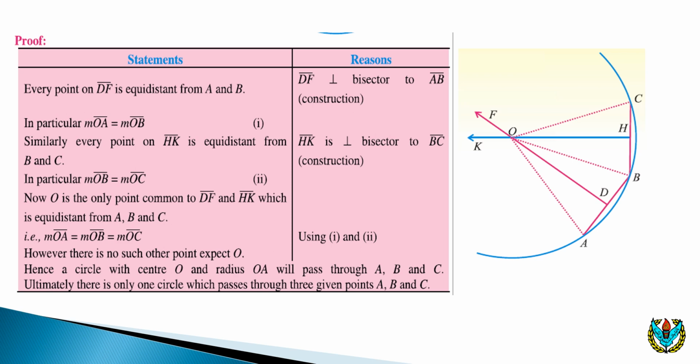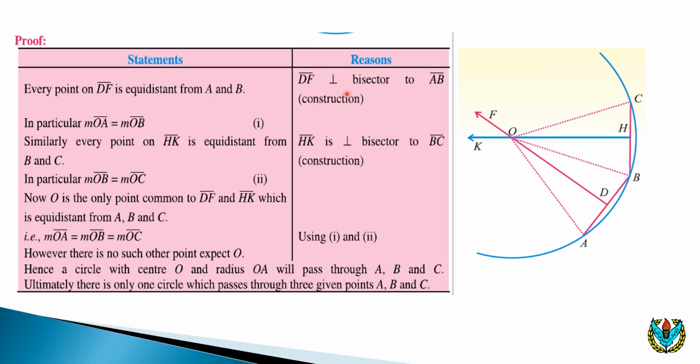Each and every point on the right bisector of a line segment is at equal distance from both endpoints of the line segment. DF is the right bisector. Each and every point on the right bisector DF will have equal distance from both endpoints A and B. O is on the right bisector, so O is having equal distance from A and B. Every point on DF is equidistant from A and B.